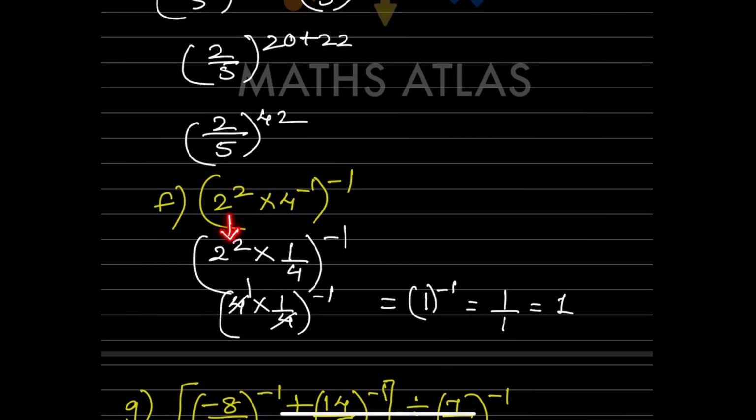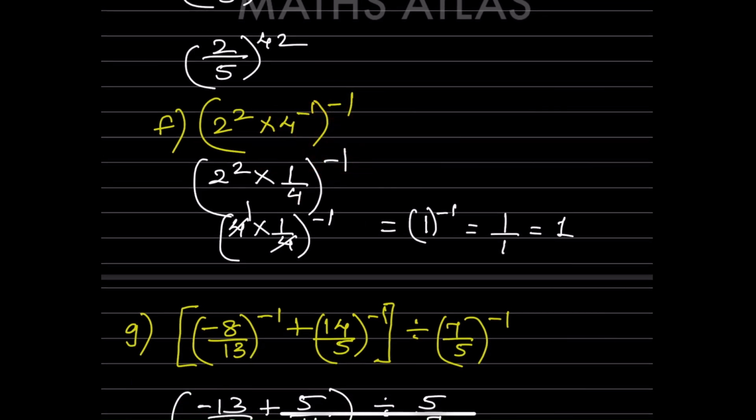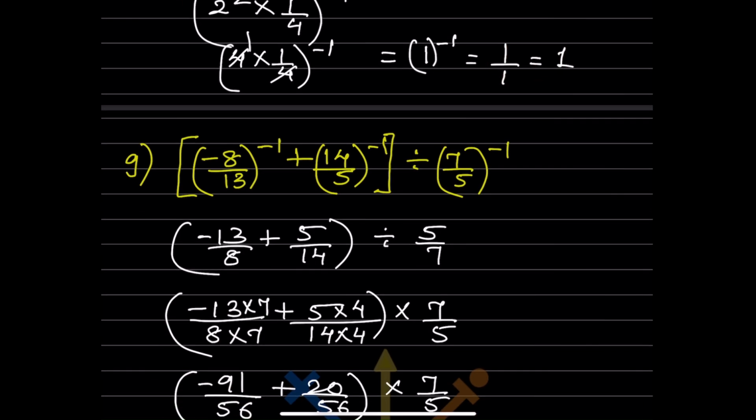Now this is 2 raised to 2, sorry. This is multiplication and the exponent is negative, so you are going to make it positive. That will be 1 by 4 and the exponent is going to be the same. Now 2 raised to 2 means 2 2s are 4, and this is going to be 1 by 4 raised to minus 1. So here is going to be 1. So 1 raised to minus 1. This is negative, so you are going to make it positive. That will be 1 by 1. That is going to be 1.